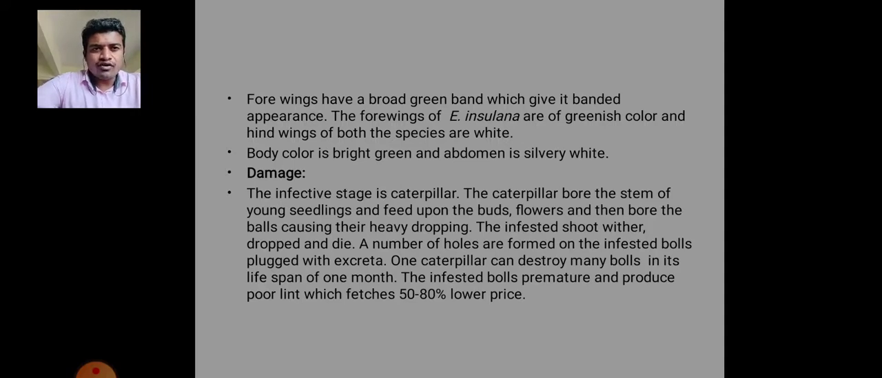A number of holes are formed on the infested bolls, plugged with excreta by the spotted bollworm. One caterpillar of this spotted bollworm can easily destroy many bolls in its lifespan of 1 month, and the bolls of cotton are damaged by the caterpillar form. The infested bolls open prematurely and produce poor lint, which fetches about 50 to 80% lower price in the market. So ultimately the damage caused by the spotted bollworm caterpillar gives very low value to the cotton crop.